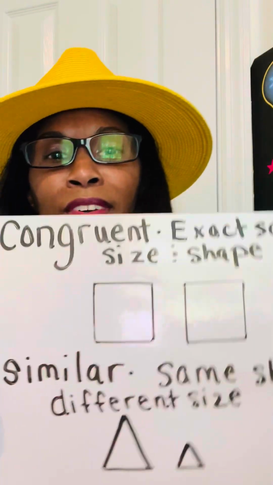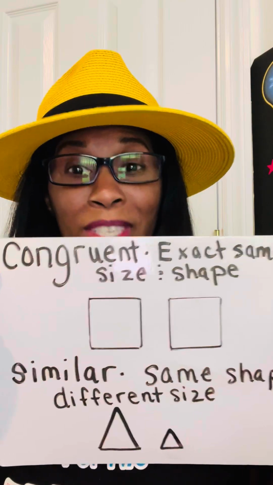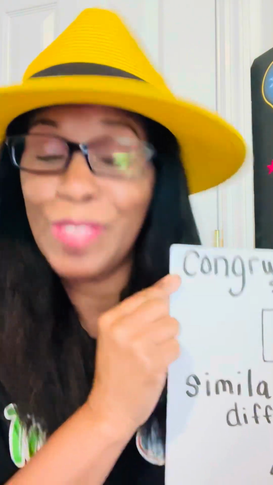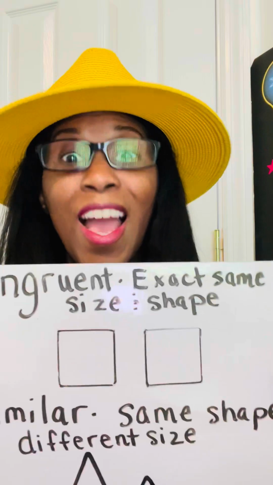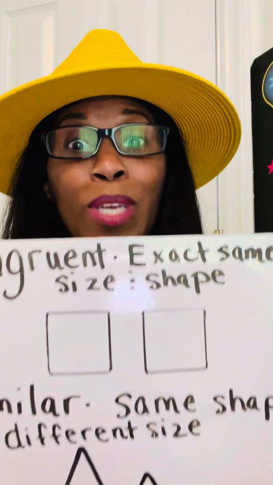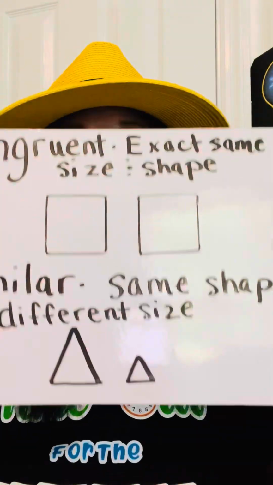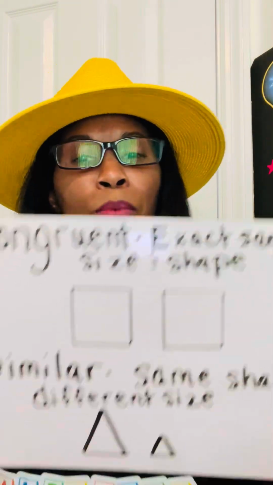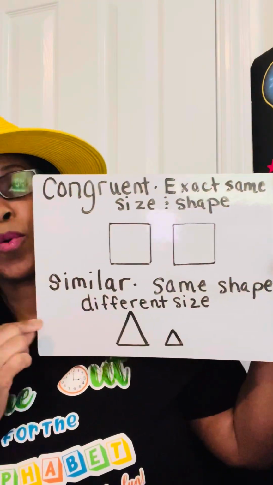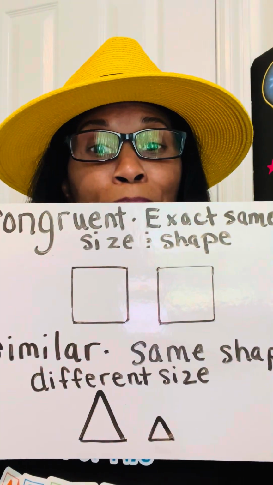I have my handy dandy whiteboard. And on my whiteboard, I have up top congruent. Congruent. And congruent starts with a C. Congruent. And it means exactly the same size and shape. So as you can see, these shapes are congruent, right? They are the same. But then when we see similar or not congruent, let's look at these shapes.